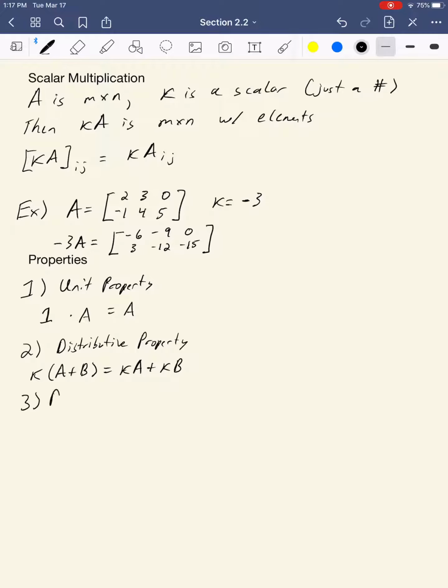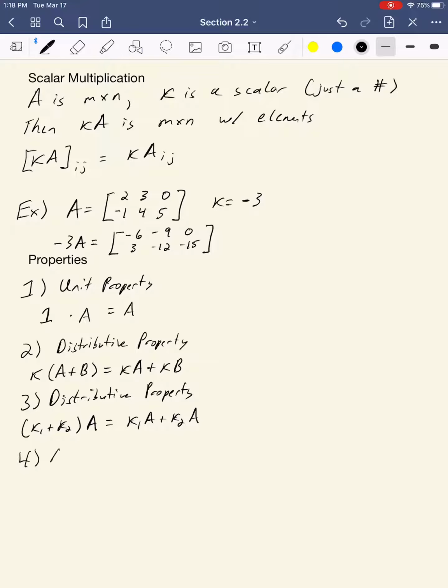We also have another distributive property. This one says that you can also distribute when you have two scalars and a single matrix. So if you have (k1 plus k2) times a single matrix A, you can do that as k1A plus k2A. So basically, scalar multiplication distributes over matrix addition in both ways that would make sense. Those two distributive properties together make sure of that.